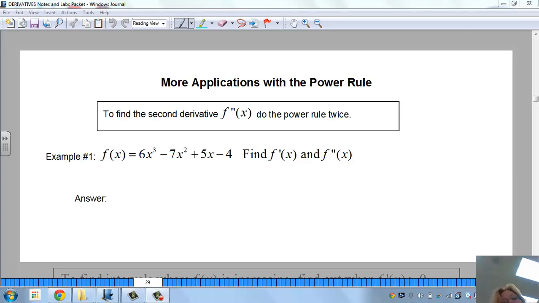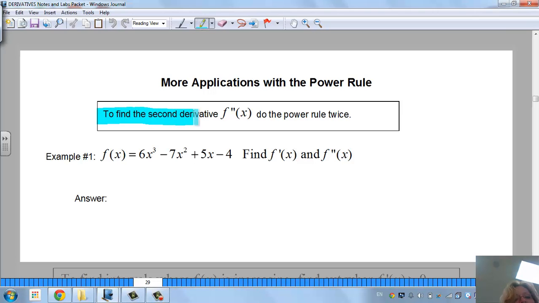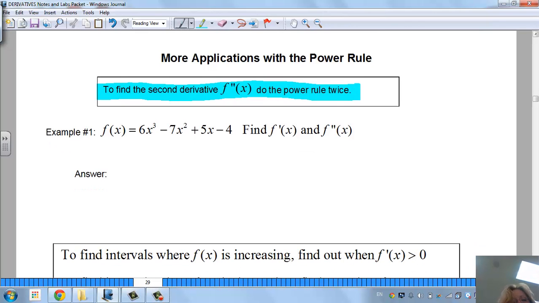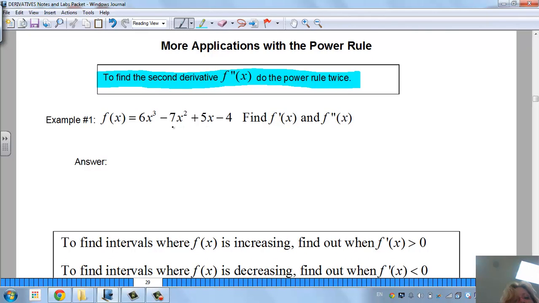Here's our second derivative on some applications with the power rule. So I'm going to be going over a little bit of what we talked about last time for review. And just so you remember, to find the second derivative, f double prime of x, you have to do the power rule twice. So let's start with a simple one, and I have a nice power rule function here, it's a polynomial, and now I want to do the derivative of it.